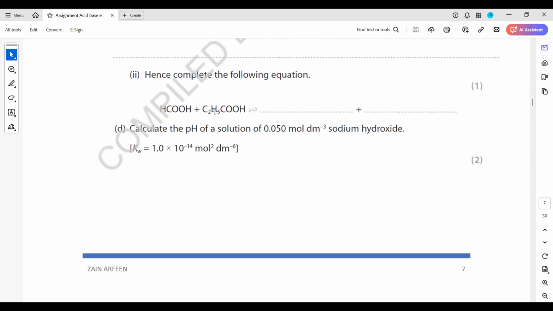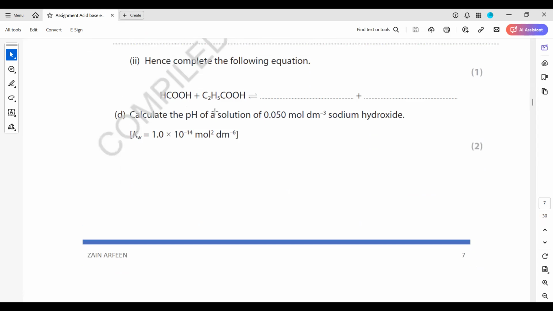In part C2, hence complete the following equation. As we identified, methanoic acid is a stronger acid compared to propanoic acid. So methanoic acid should lose a proton. For carboxylic acids, they lose the proton which is there at the end. So this proton will be lost and the other should gain that proton. So what will happen if there's a loss of proton? This proton will be lost.